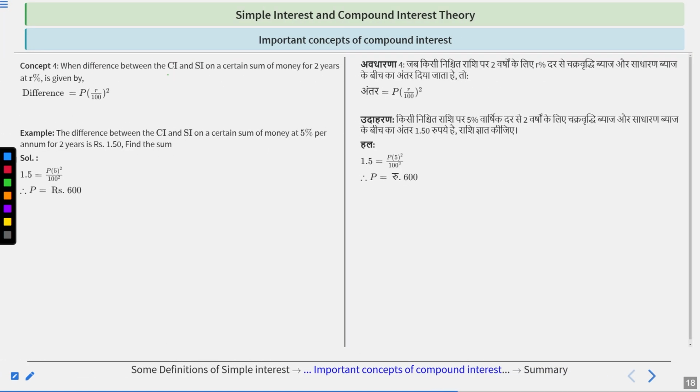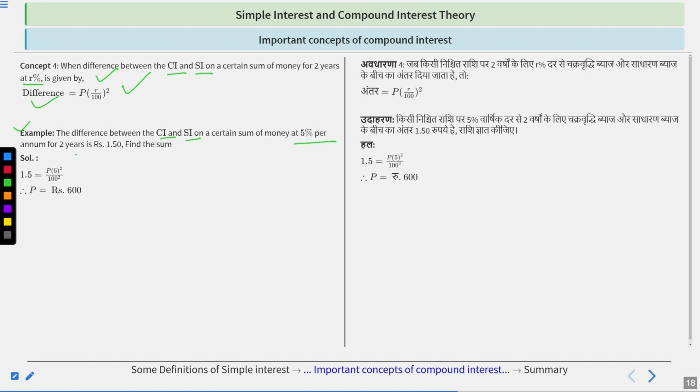When the difference between compound interest and simple interest on a certain sum of money for 2 years at a rate of R% is asked, it is given by P multiplied by (R upon 100) whole square. Clear? If you need to calculate the difference between compound interest and simple interest for 2 years, then the formula will be P multiplied by (R upon 100) whole square. Clear?